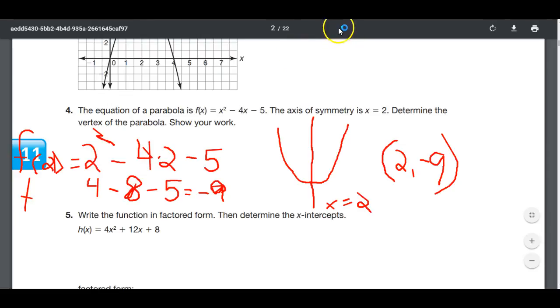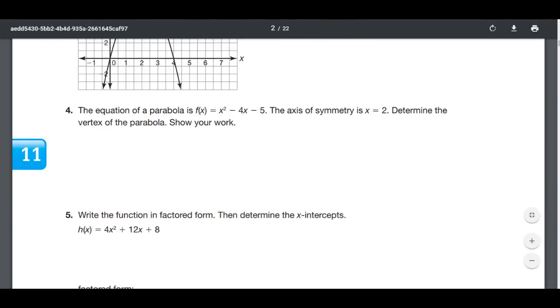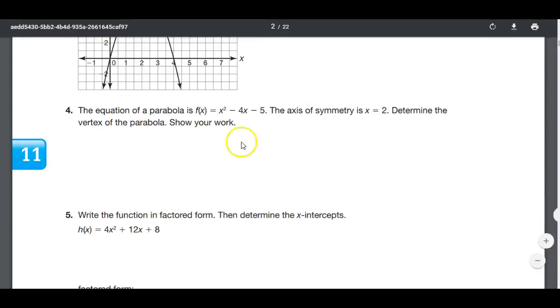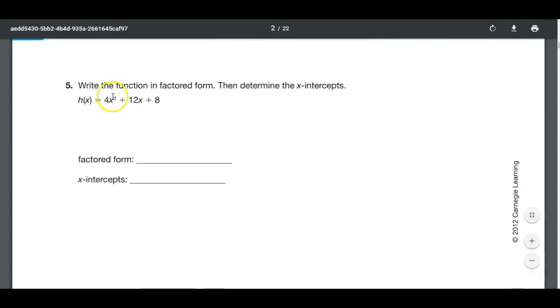Okay? All right. Let's write this next function in factored form. So I know I've got to get rid of this a. I'm going to factor that out first. So let's see if we can do that real quick here. I'm going to pull the 4 out. So I'm going to take 4 out. And then what do I have left here?